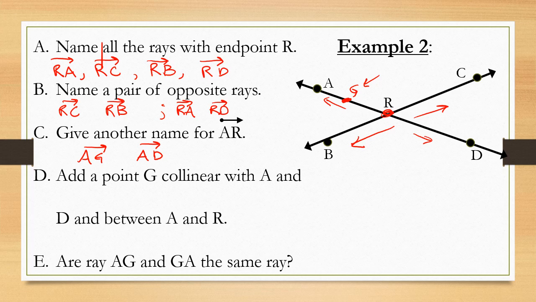So G is collinear with A, so it's on the same line as A and D, and it's between A and R. And then it asks if ray AG and ray GA are the same ray. The same rays start at the same endpoint and go the same direction. Because this ray starts at A and this ray starts at G, the answer here is no. They have different starting points.